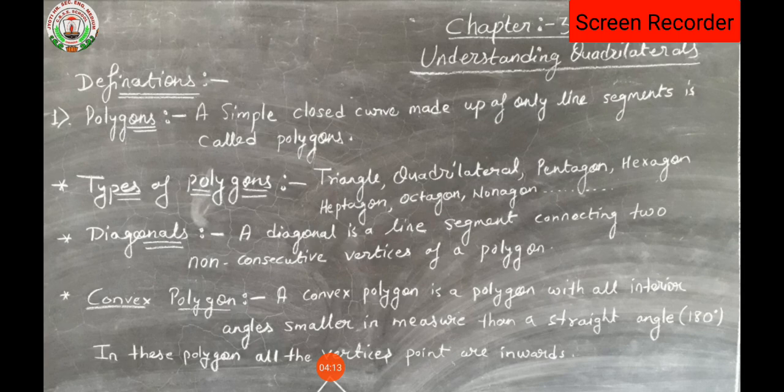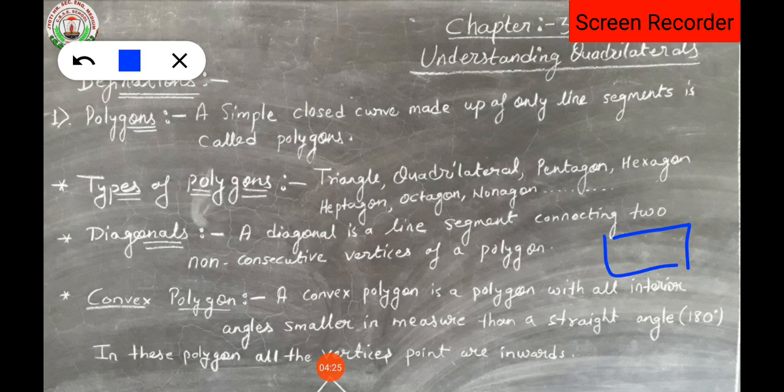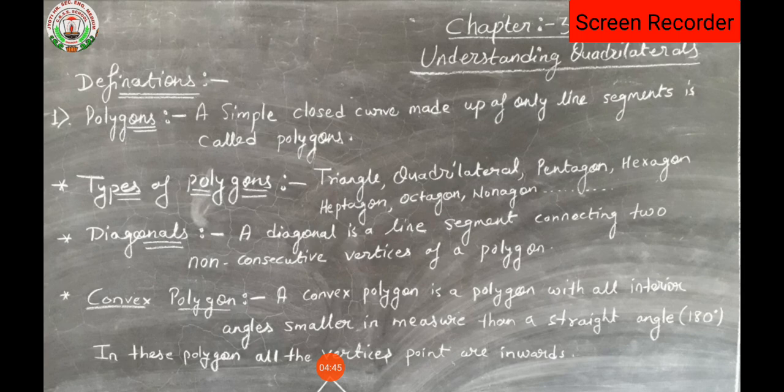Next we are having the diagonals. A diagonal is a line segment connecting two non-consecutive vertices of a polygon. Two non-consecutive vertices of a polygon, that means, everybody knows a rectangle. Suppose A, B, C, D are the 4 vertices of a polygon, and we join AC. So this one is the first diagonal. Then if we join BD, this will be the second diagonal. So this kind of line which joins two non-consecutive vertices of a polygon is said to be a diagonal. Clear everyone?